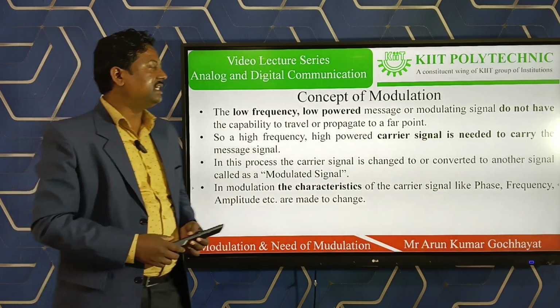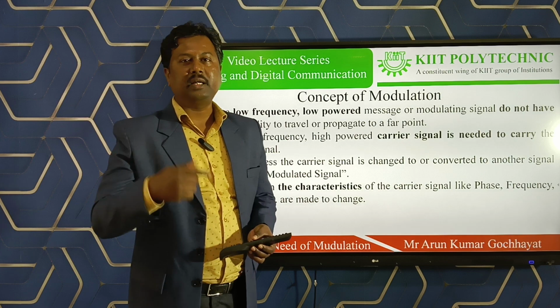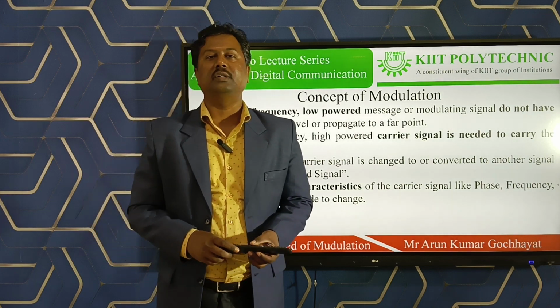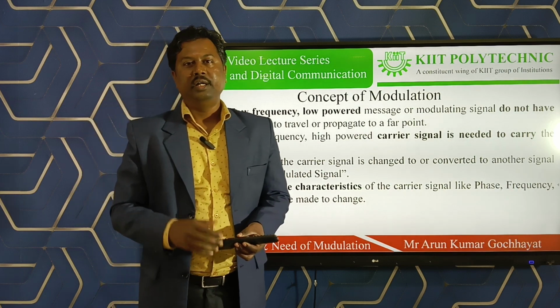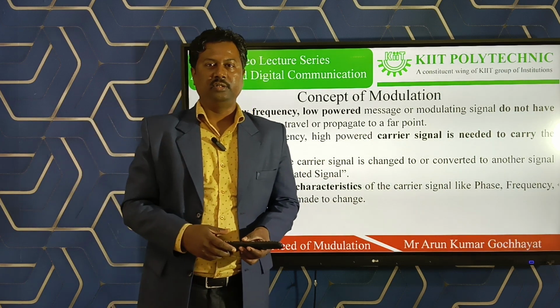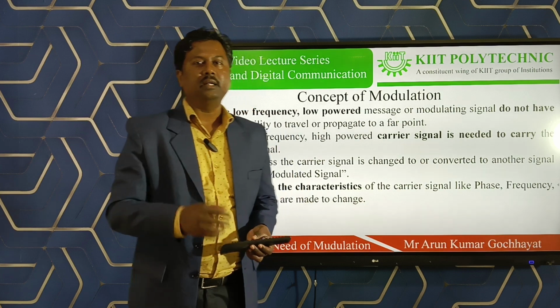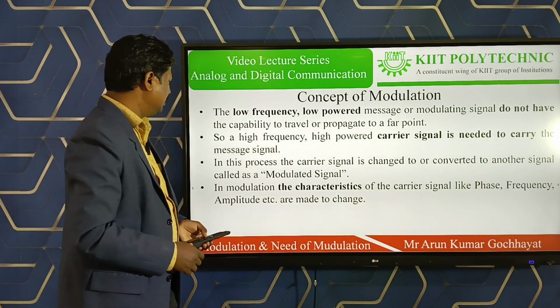In this process, the carrier signal changes and is converted into a new signal that is called the modulated signal. When the carrier signal is changed, it is changed in its characteristics. Some of these characteristics are the phase, frequency and amplitude.